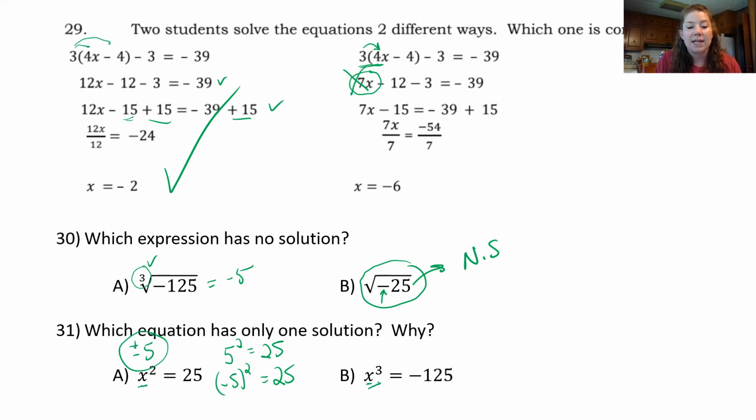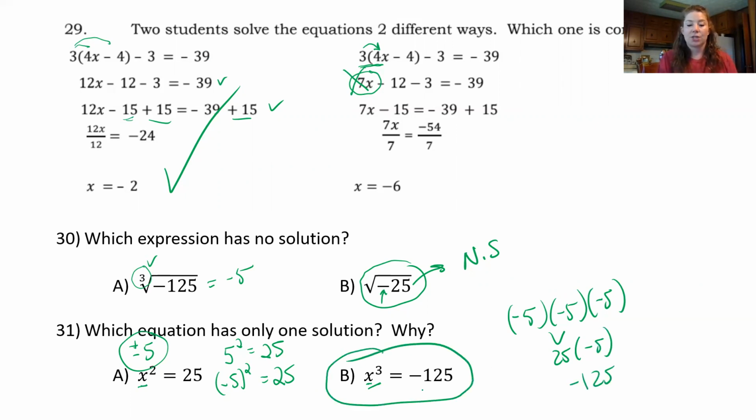However, there's only one number times itself 3 times that's negative 125. So it'd be negative 5 times negative 5, which is positive 25. But if I multiplied positive 25 by negative 5, I get negative 125. So this one only has one solution.